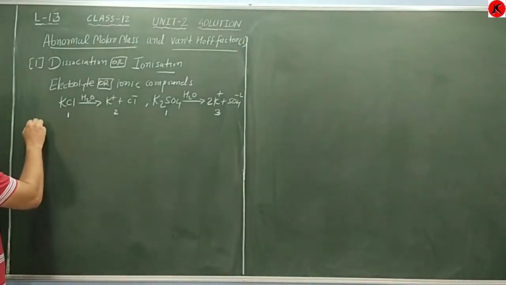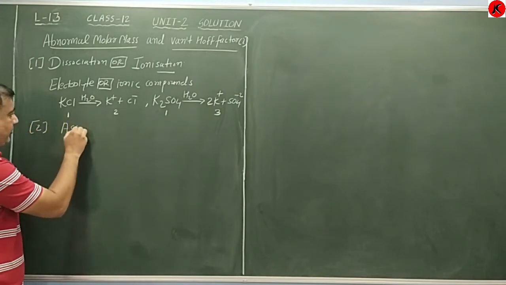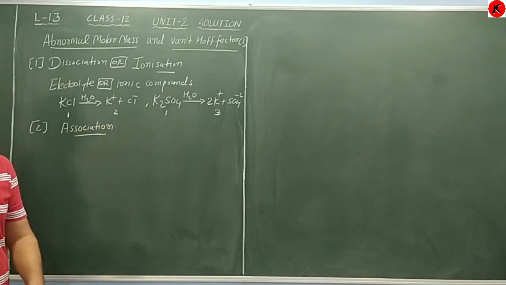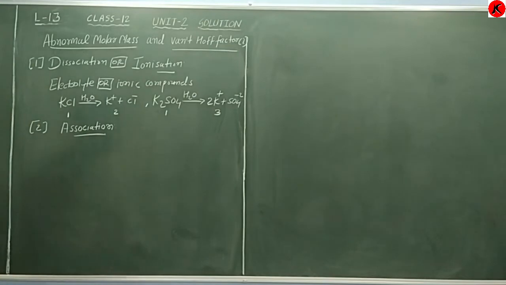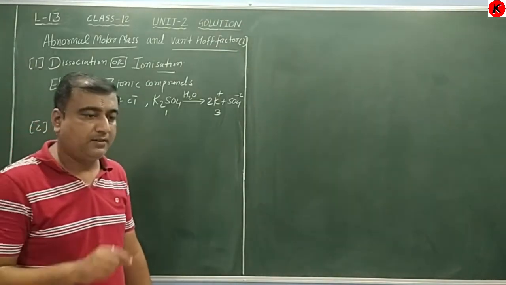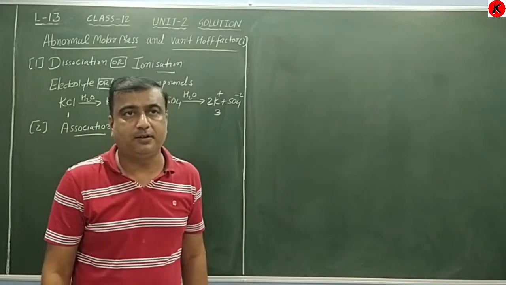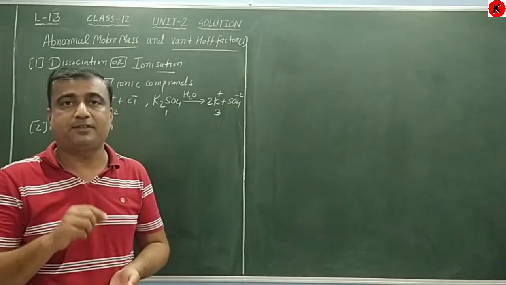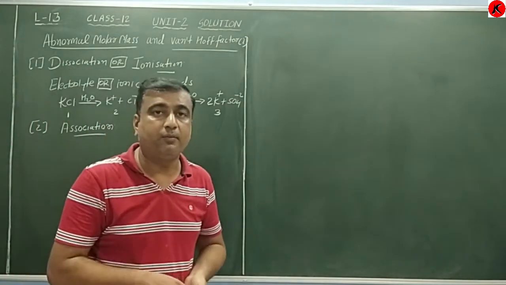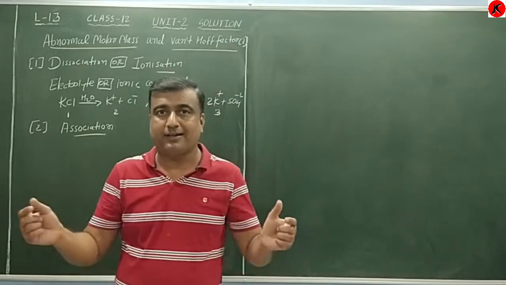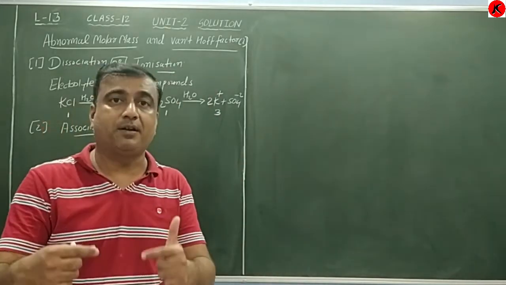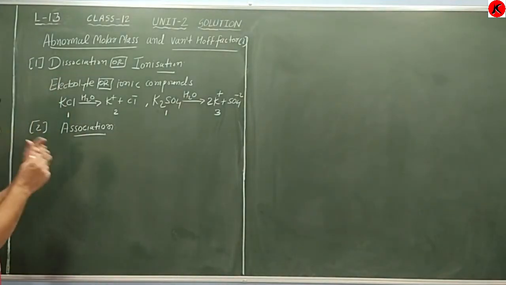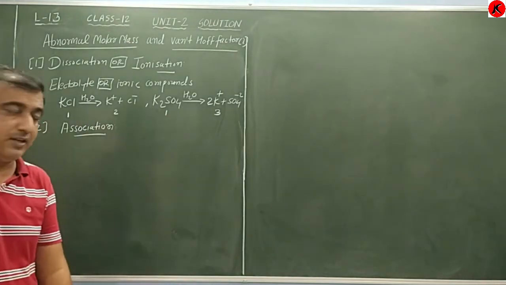Now the second is association. Association is completely the reverse of dissociation. That means in association, when a solute is dissolved in a particular solvent, generally a solvent having less polarity, then two or more molecules of the solute combine and form bigger molecules. That means they are associated and form bigger molecules. Therefore, this is known as association.